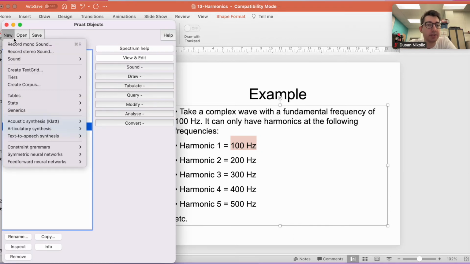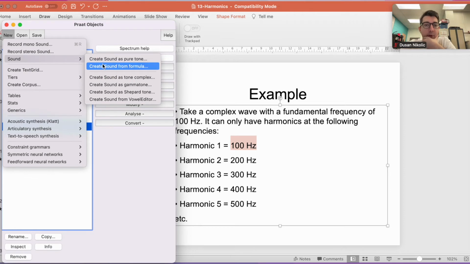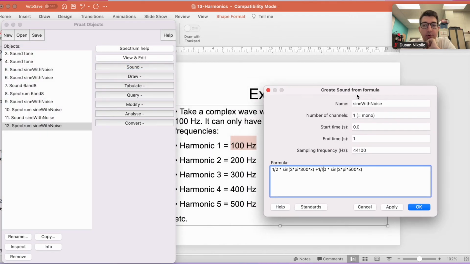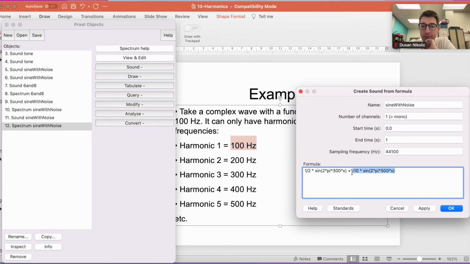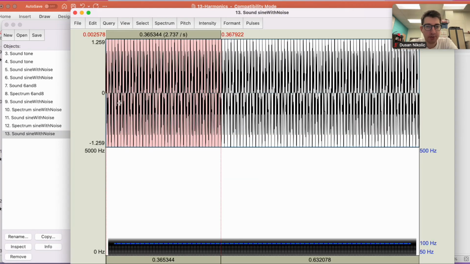If I create maybe a sound from a formula, what I'm going to do here, all of these will have the same one. So let me create 100 hertz, 200 hertz, then I will add a bit of 300, 400, and finally I will add up 500, right? Okay, all right, should be good.